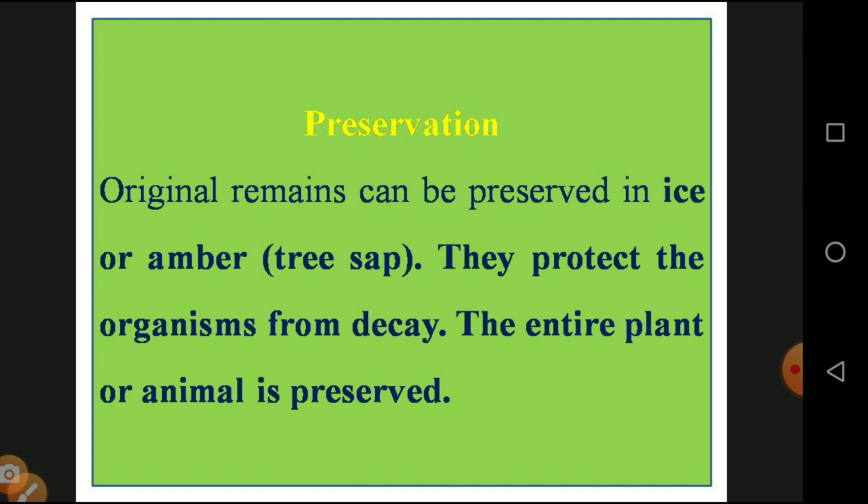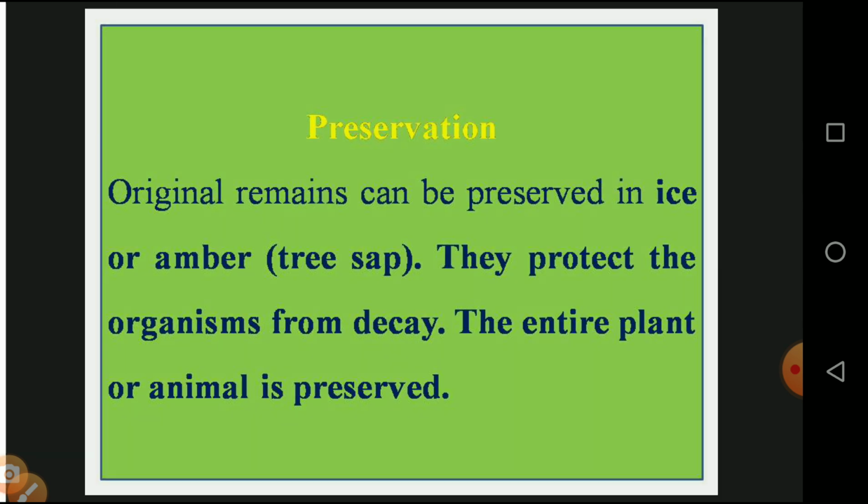Preservation: the original remains are preserved in the form of ice or amber, which is tree sap. They protect the organism from decay. They prevent the organism from decaying. The entire plant or animal is preserved by means of preservation.